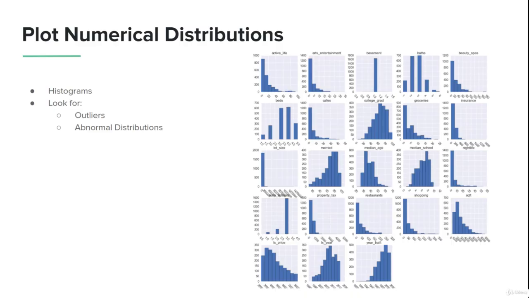But if you want to look for abnormal distributions, let's look at the basement feature. The basement feature only has one bar, and that is different and abnormal compared to the distributions of the other features. This tells us that it only has one value and nothing else, which means this is going to be a problem for us. So you see, now you understand why plotting and visualizing numerical distributions is important: to find outliers and to look for abnormal distributions.